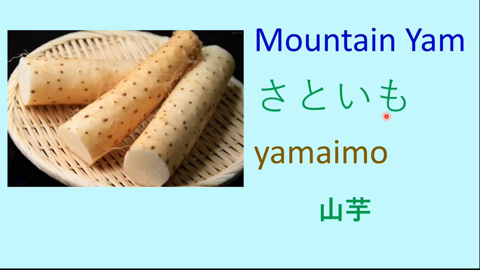Similarly, mountain yam is called yamaimo. Yamaimo. So yam, taro, all these are the same family of imo. And mountain yam, yama. I'm sorry, friends, this is written as satoimo, so actually it should have been yamaimo. So the kanji is here, yamaimo. So yama, you can see this is for mountain, the kanji for mountain, which we have learned in our kanji lessons. So since this imo is grown in the mountain, the name has been given as yamaimo.